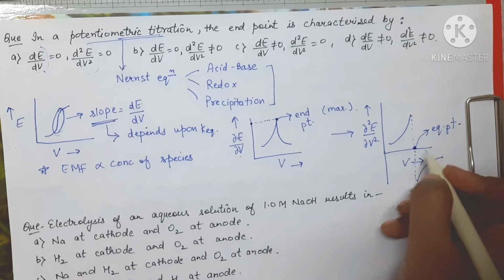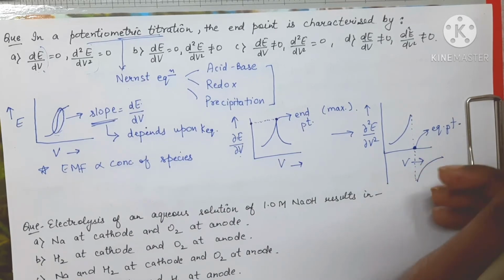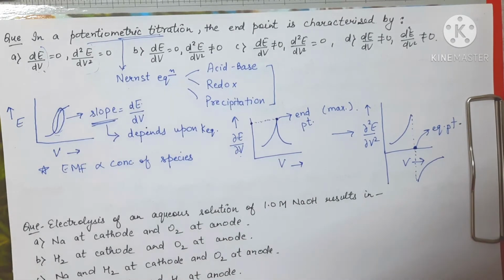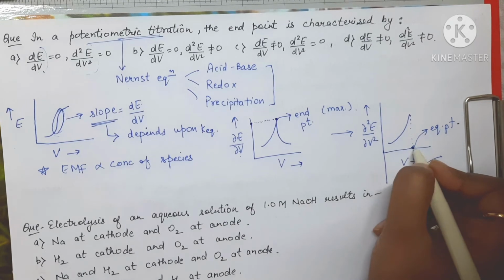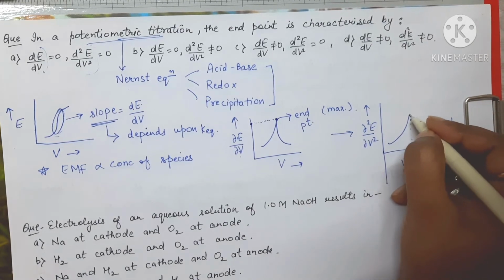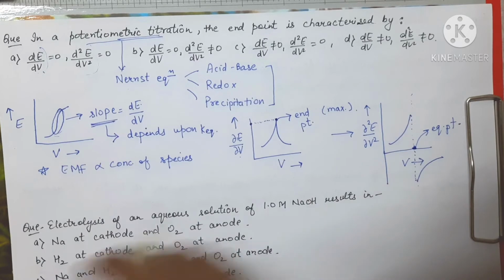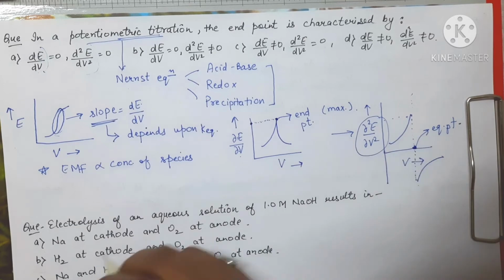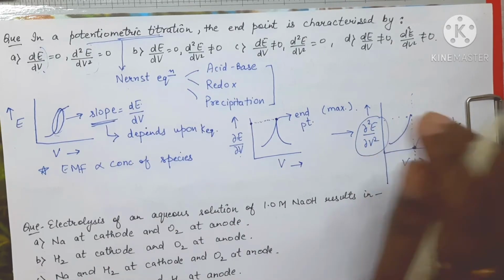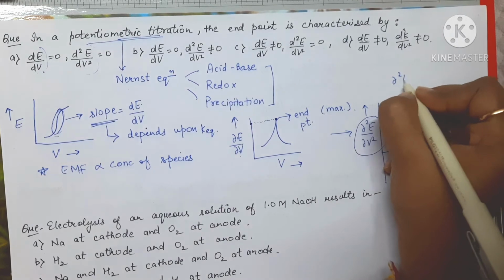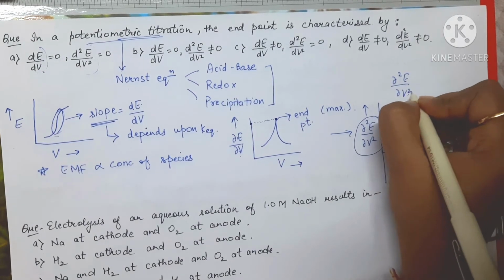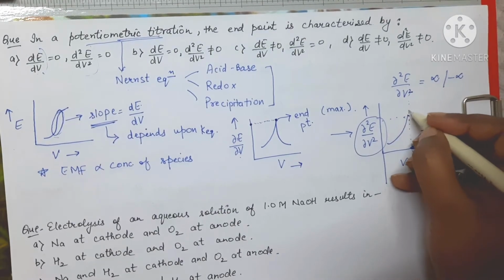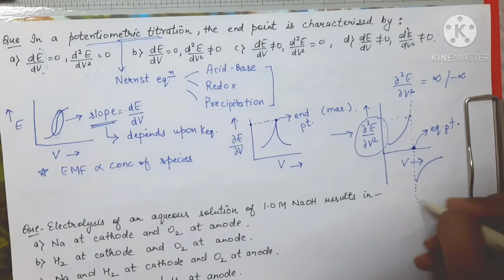So at equivalence point, the value is not defined, right? So what happens here is, at this point, the value of del square E by del V square reaches infinity, right? The maximum value of this is not defined. So we can say that del square E by del V square is infinity or minus infinity. See, here it reaches infinity and here it will reach minus infinity.